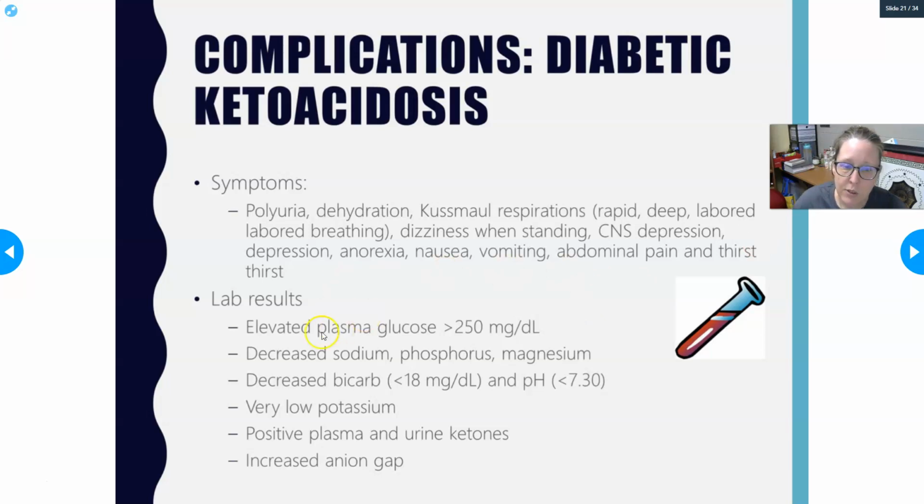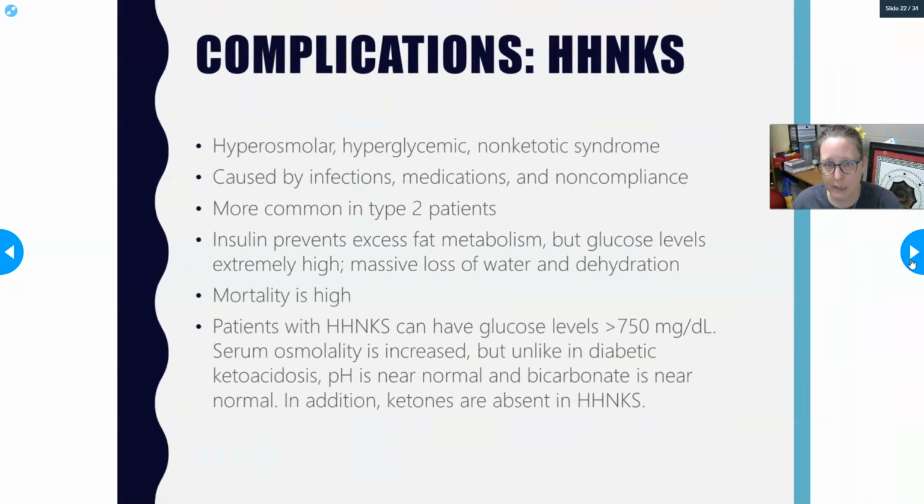The lab results are going to be an elevated plasma glucose above 250, and oftentimes way higher than that. You will see decreased sodium, phosphorus, magnesium, a decreased bicarb, which should be less than 18, and a decreased pH, which is less than 7.30. Very low potassium, a positive plasma and urine ketones, and an increase in anion gap because it's an increased anion gap metabolic acidosis. Okay, so that's what you expect there.